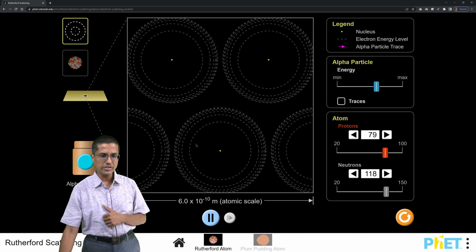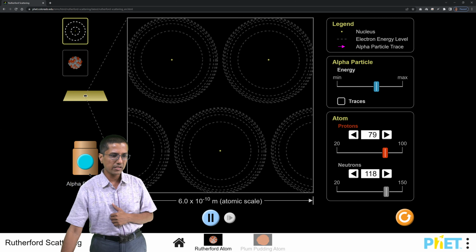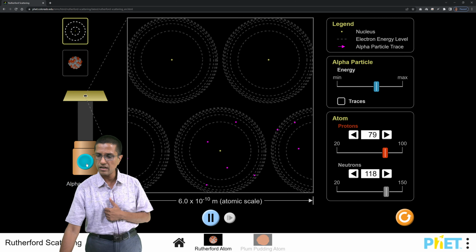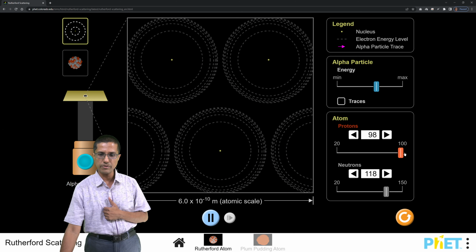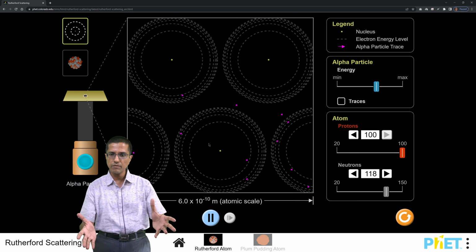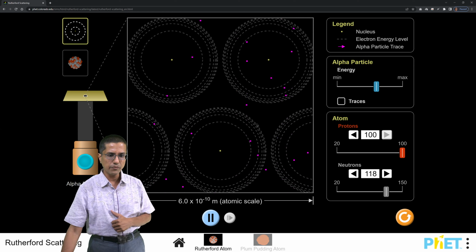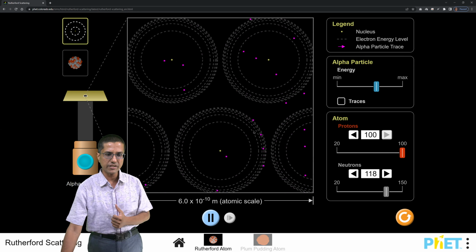And what we will do is that we will just start the Rutherford experiment. We will start the alpha particle simulation, and then we will just increase its speed so that we are able to observe. So see, notice that this is the Rutherford's model, and in the Rutherford's atomic model, this is the actual model that we know today.